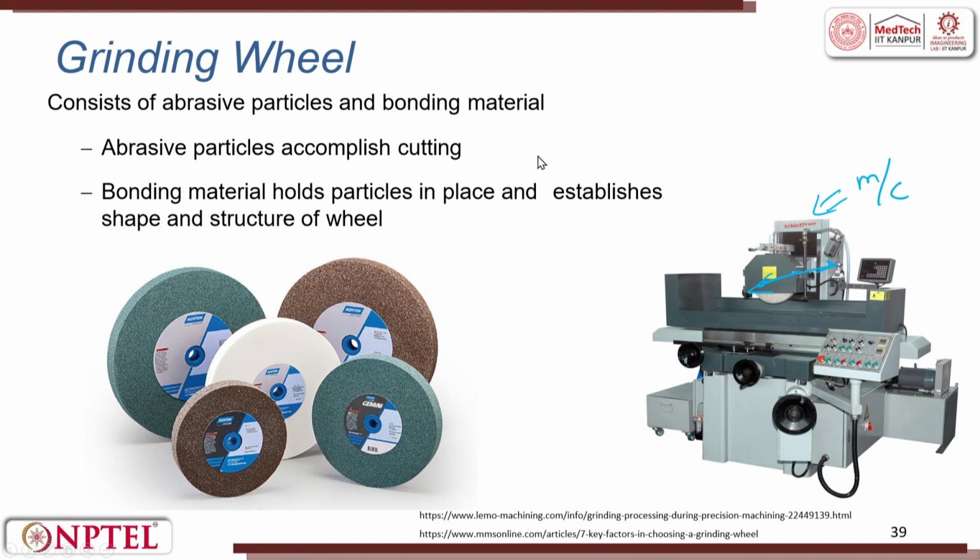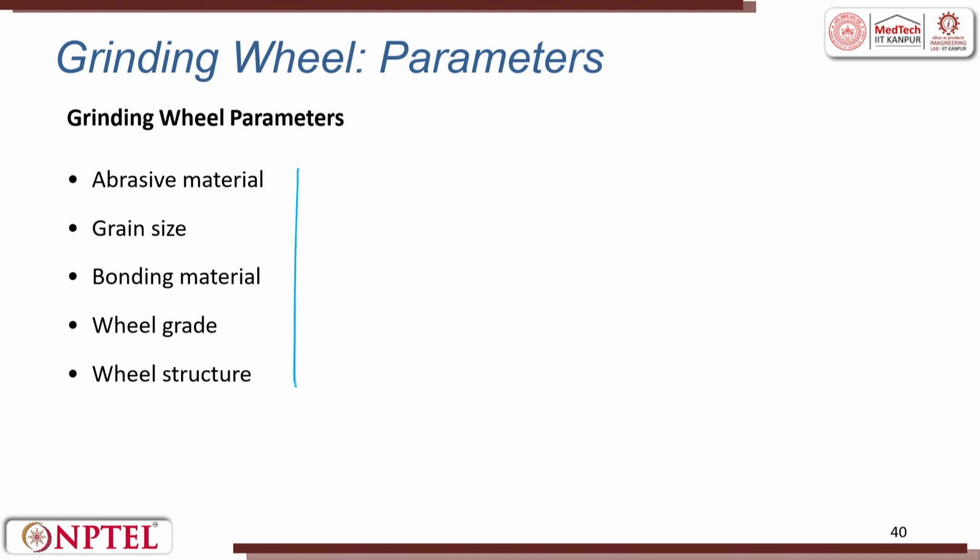So, now the question comes, how do you specify the grinding wheel? We specify the grinding wheel with the following parameters. What is the type of grinding abrasive material I use? What is its size? What is the bonding material which is used? What is the wheel grade? Wheel grade is whether the abrasives are tightly packed or loosely packed. Then we will look into the wheel structure. There are several different types of abrasives. The grain size, we always sieve it and find out. Bonding is the material used to bind.